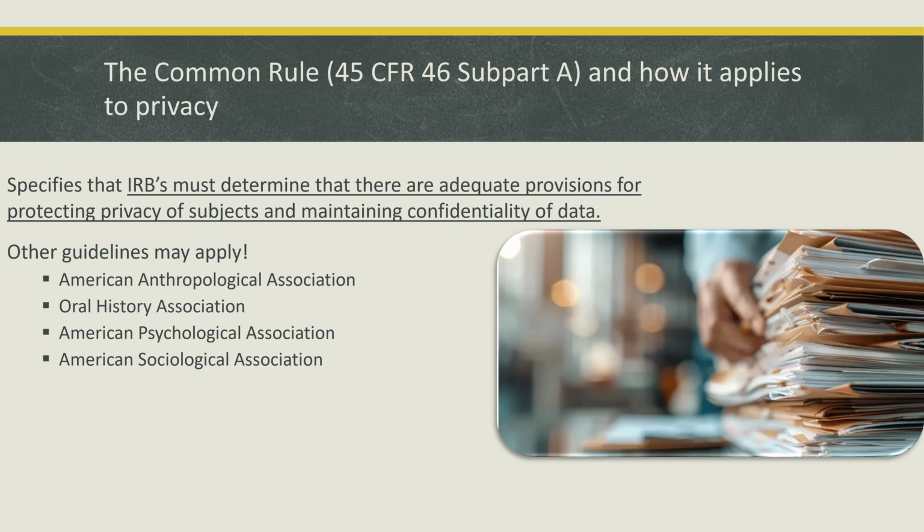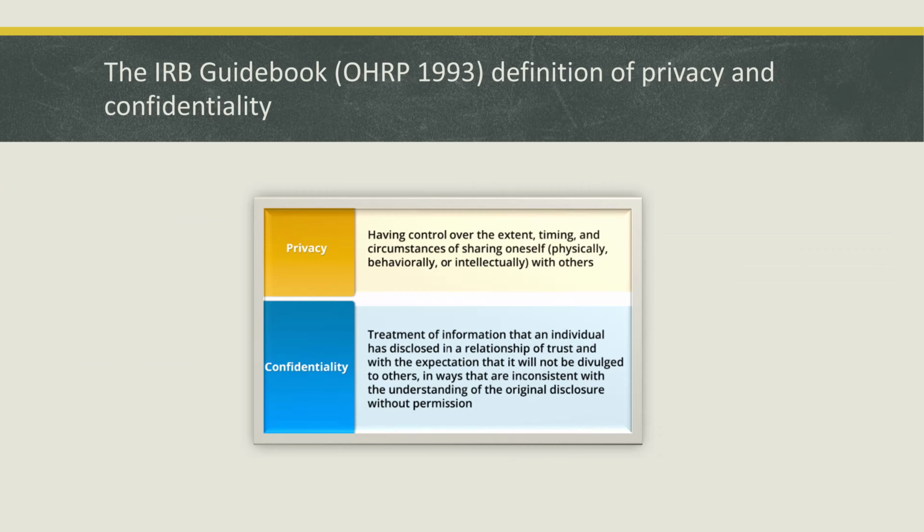We'll continue the module by more closely examining another document that helps us to further define the concepts of privacy and confidentiality, the IRB Guidebook, also known as OHRP 1993. OHRP 1993 helps us look at these concepts of privacy and confidentiality in very simple terms.